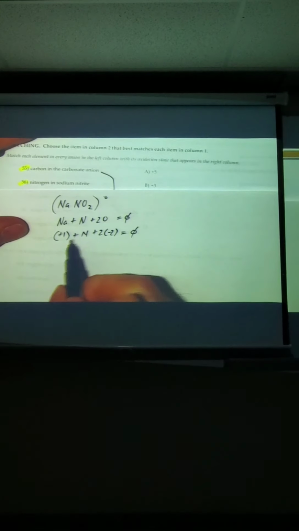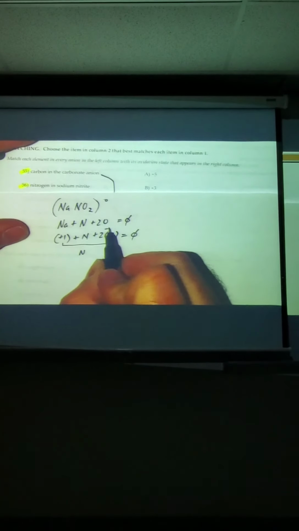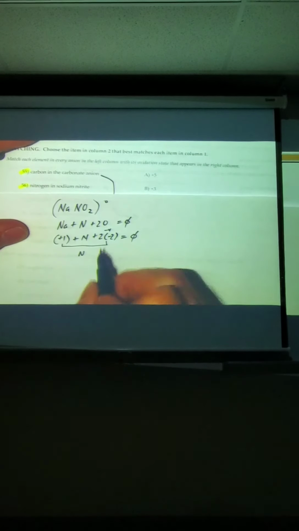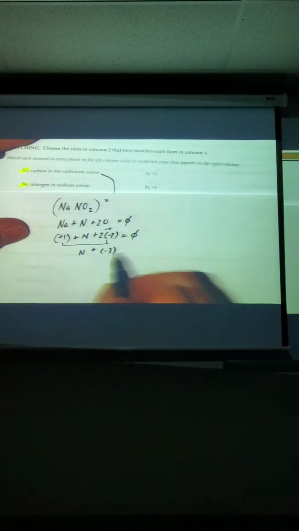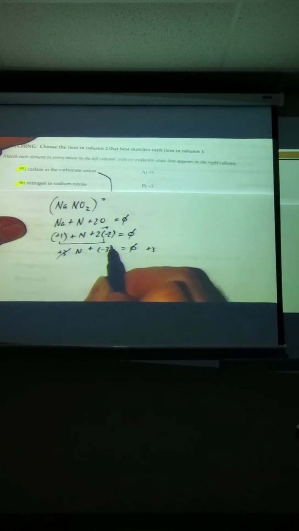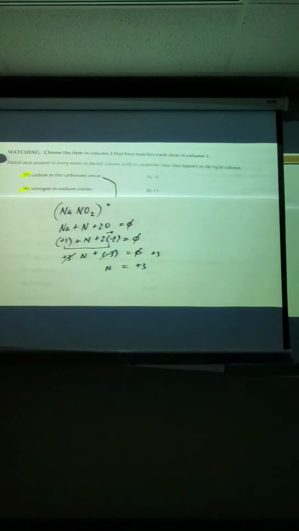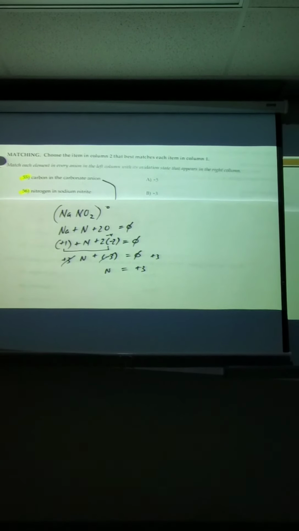Nitrogen has no rule. Oxygen does. It's a -2 as long as it's not by itself in elemental form. So here we have some like terms. Let's combine those. We have this -4 and this +1, so that's going to make a -3 left over. Still equals 0. The only way to get rid of a -3 is to add a +3. Do one side, you do the other. Nitrogen is a +3.